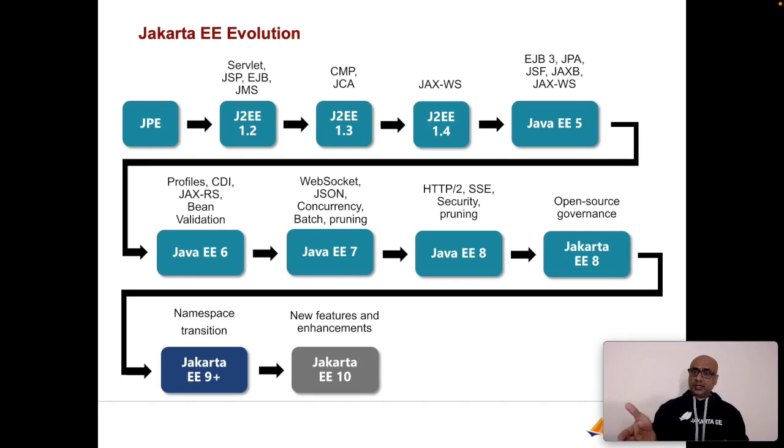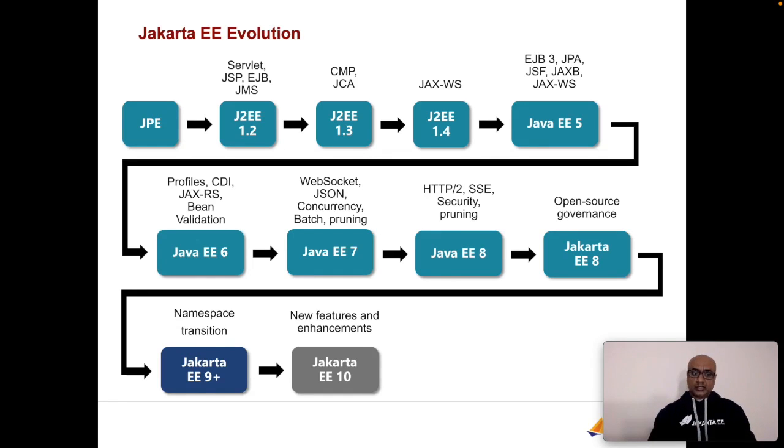So Java EE 8 was the last release that was under the JCP, and I think it is still a very foundationally important release. I'll talk about in a second why that is. And then there was Jakarta EE 8, and Java EE 8 and Jakarta EE 8 are basically binary compatible releases. They're the exact same technology set. The only difference is one is released by the JCP and the other is released by the Eclipse Foundation.